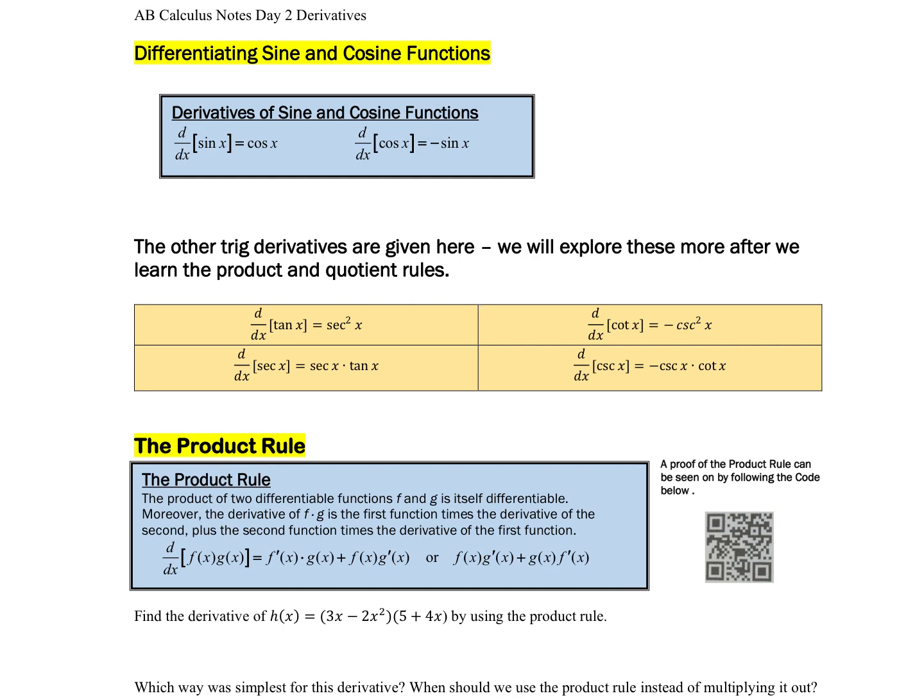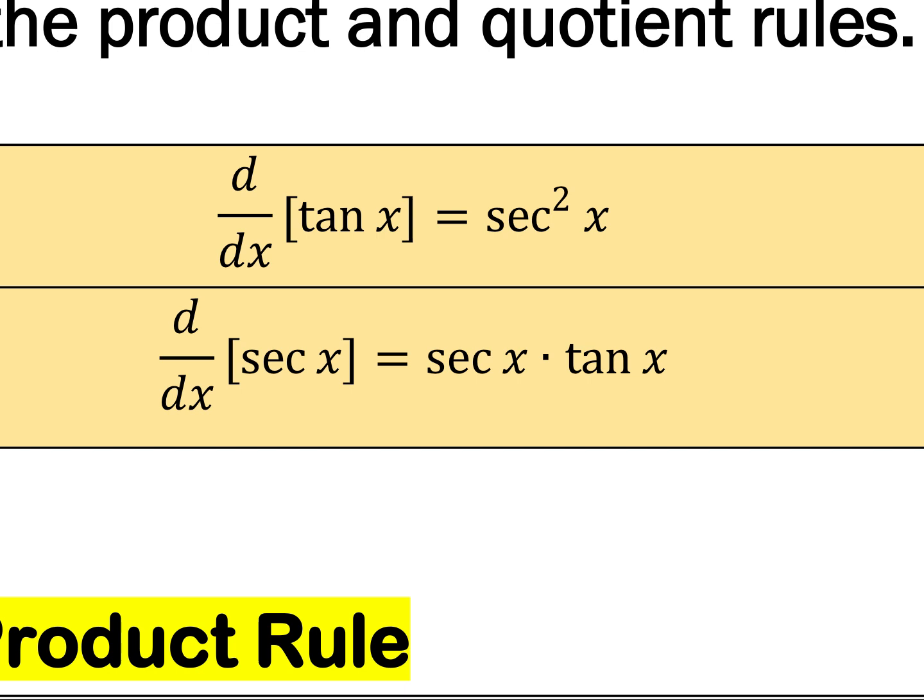memorize because honestly, tangent of x, secant squared of x, and secant of x is secant of x times tangent of x. These are things that you can actually figure out, and there are proofs for all of them. However, we don't have enough time to do all of those things. This is not a proof-based class. We just need to know what they are, okay?